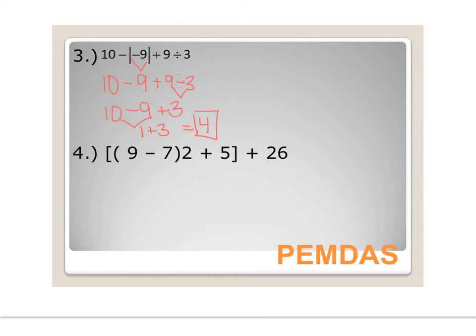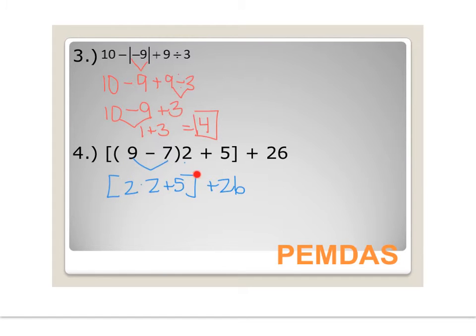Looking at example number 4. Lots of parentheses happening here. So what we have to do is work with the parentheses that are in the center. So we first have to take 9 minus 7, which is 2, times this 2, plus 5, and then plus 26.